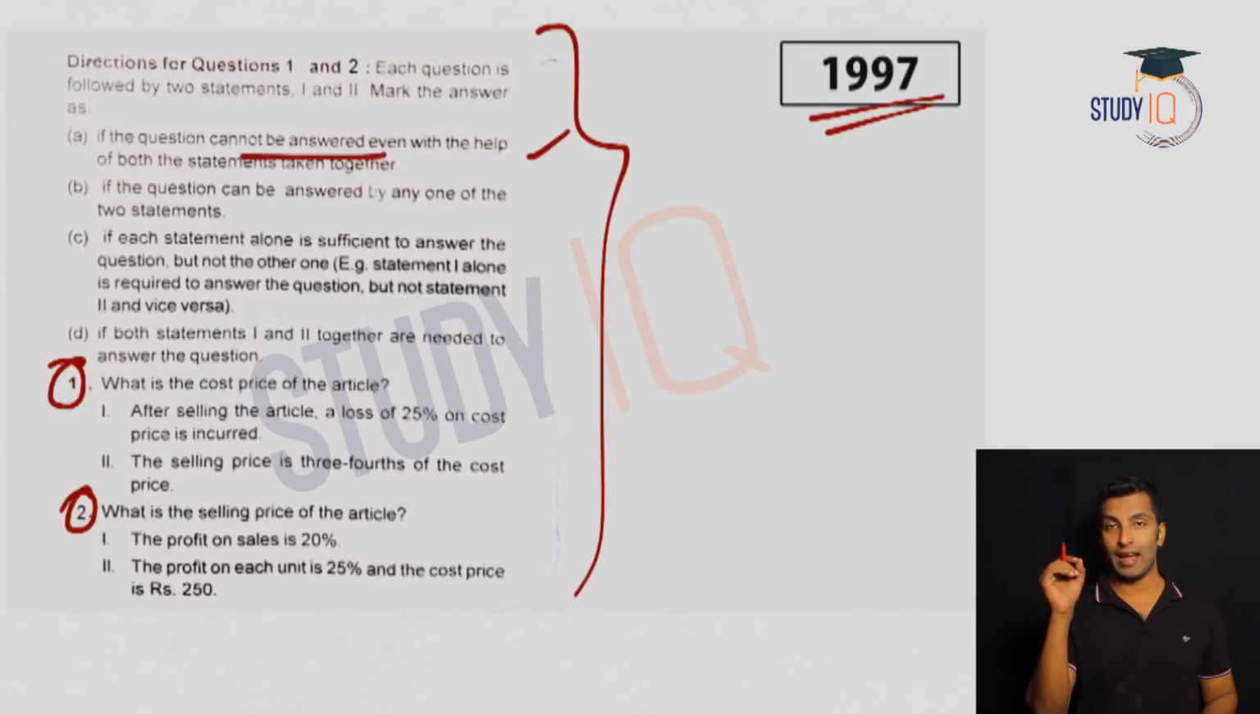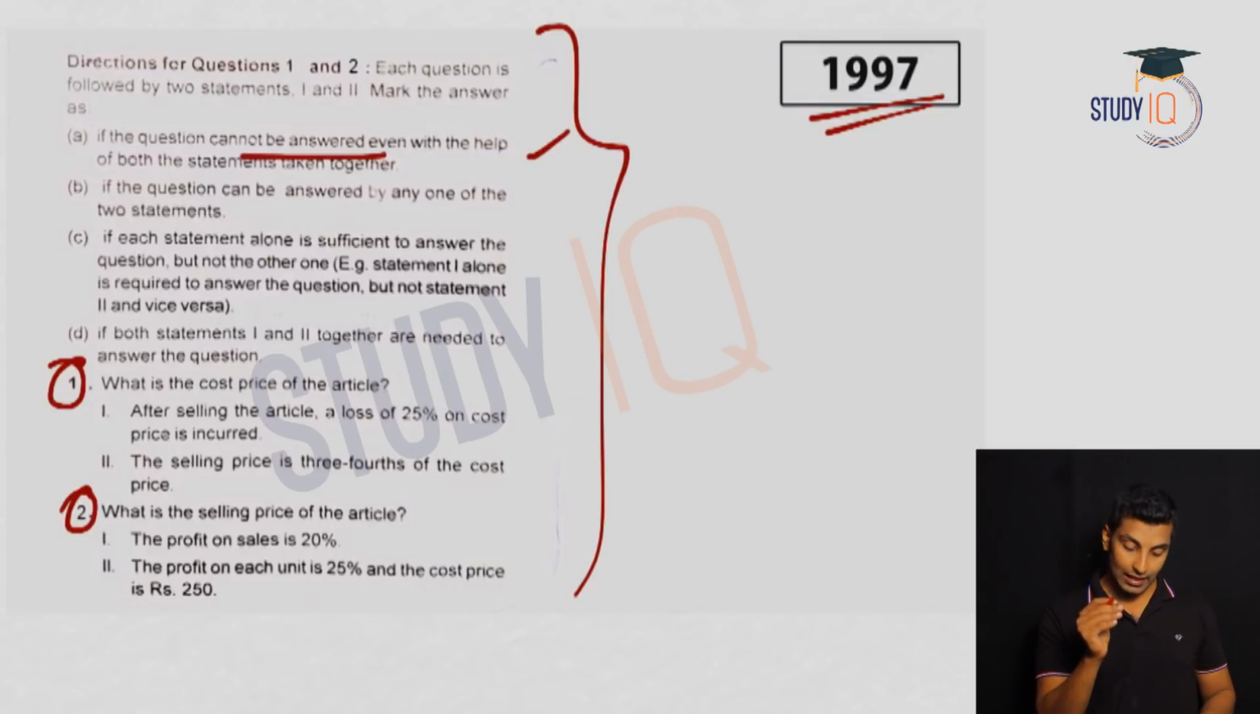So don't fix answer choices in an order, right? A is 1 alone, B is 2 alone, C is both, and D is neither. So don't fix it like that. They can change the order. Okay. So B is the question can be answered by any one of the two statements.